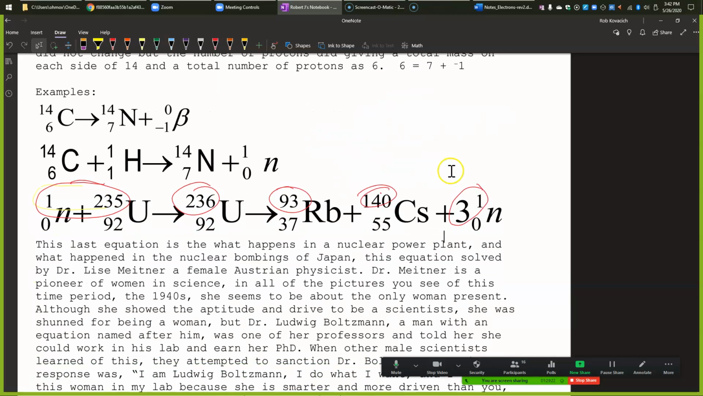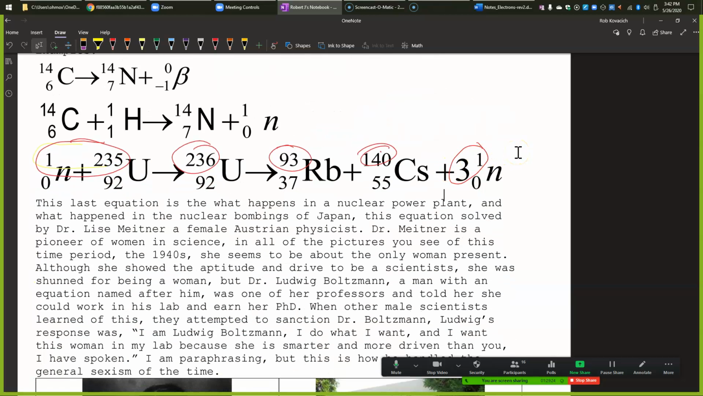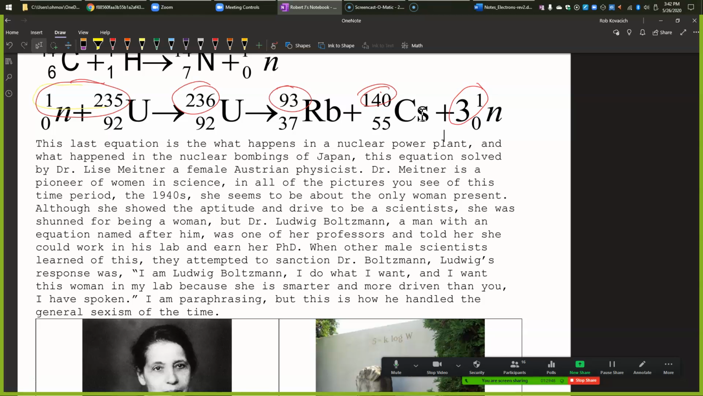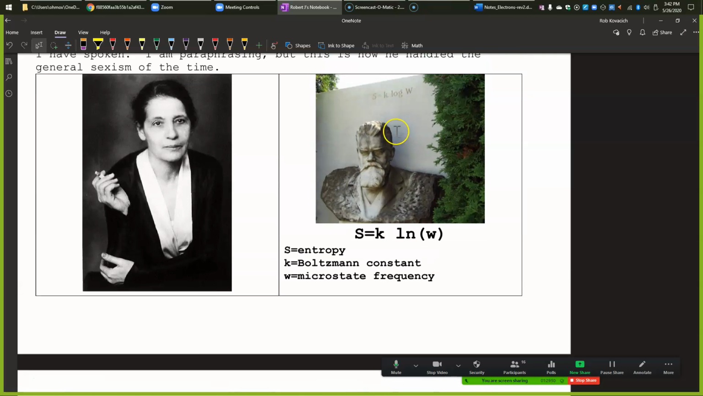So why is this reaction important? This is the reaction for nuclear power plants. This is the reaction for the first bomb that we dropped on Japan. And the person who came up with this equation was a woman named Lise Meitner. She's one of the first female physicists, really ever, at least accepted in Western society. I don't remember if you guys remember this guy here.